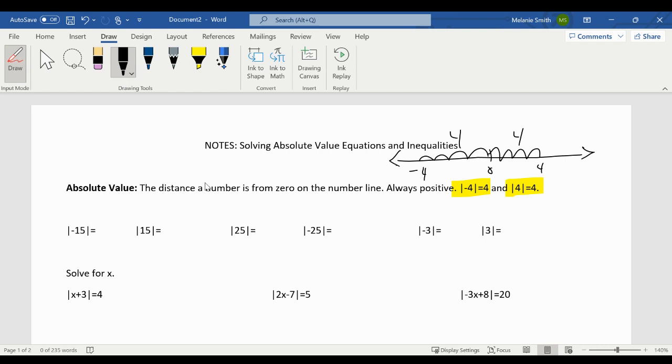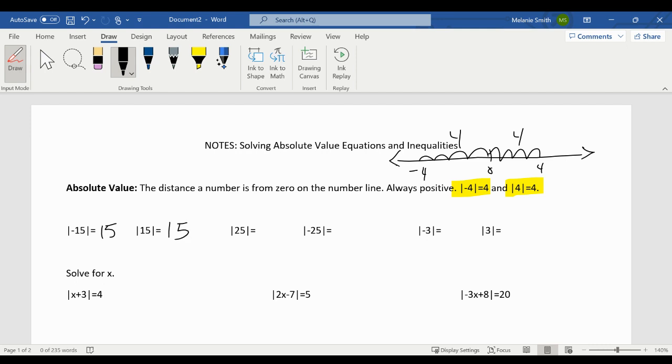Now, just to get a little bit of practice with that, down here we have three pairs of numbers: -15 and +15, the absolute value of 25 and the absolute value of -25, and then the absolute value of -3 and +3. The absolute value of -15 is 15. So is the absolute value of 15.